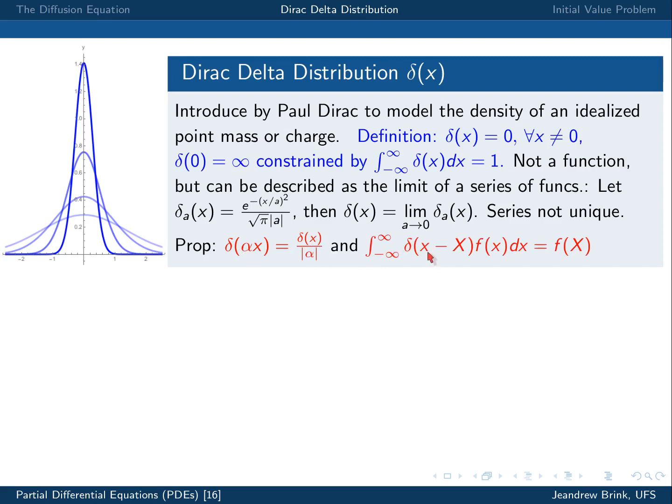Basically, the integral of delta of x minus a specific x, times f of x, integrated over x, is simply the function evaluated at that specific x.